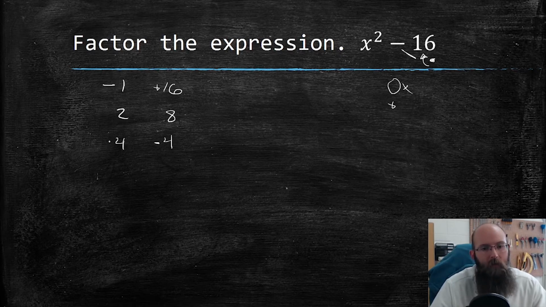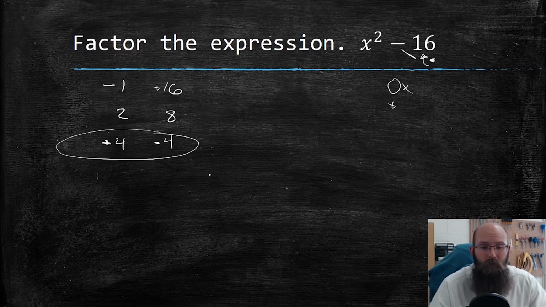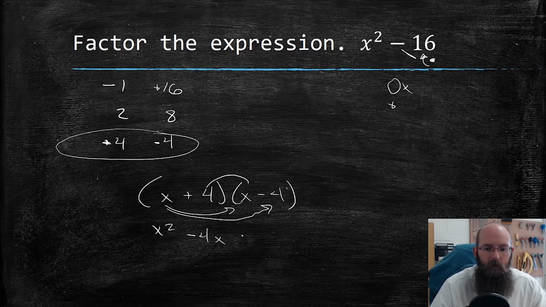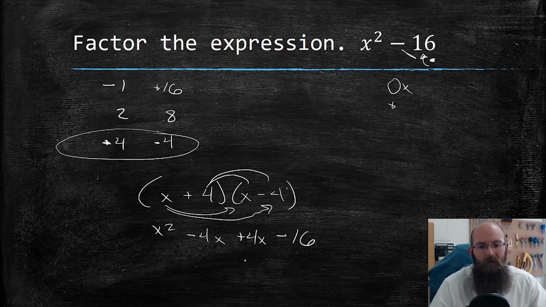Remember, it has to multiply to be a negative 16, so one of those has to be positive, one of those has to be negative, that adds up to 0. So let's break it up here. x plus 4 and x minus 4. Nice. That works, right? Let's check it. Let's FOIL it. My first term is going to give me x squared. My outer terms give me a negative 4x. Inner terms give me a positive 4x. And the last terms give me a negative 16. Middle terms cancel. Sweet. We did it right.